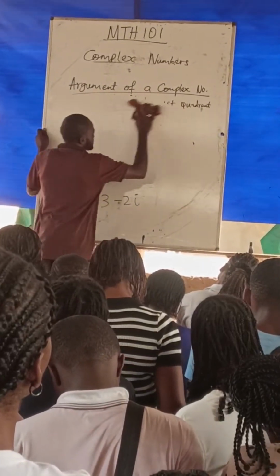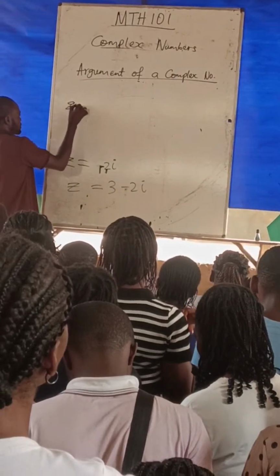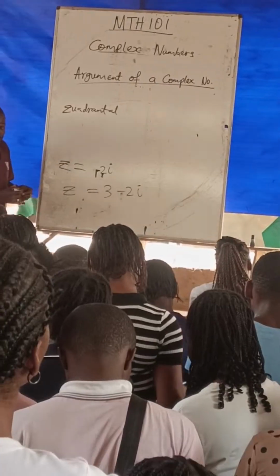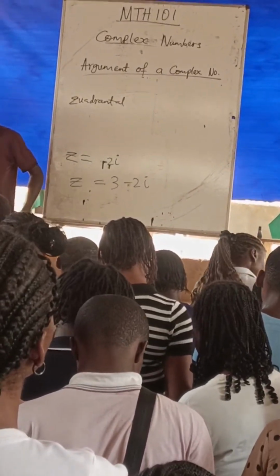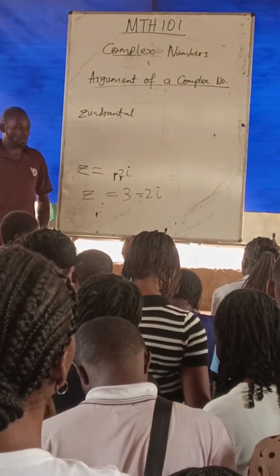Okay, what is important here is that you know how to locate where a complex number is. Quadrantal. So you have now known where a complex number lies. It is important if you want to find the principal argument of a complex number.